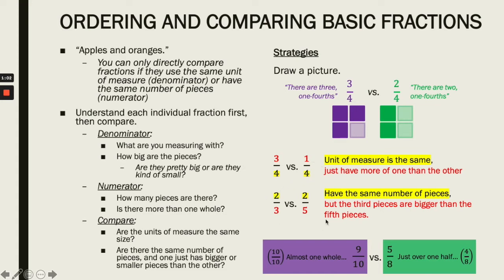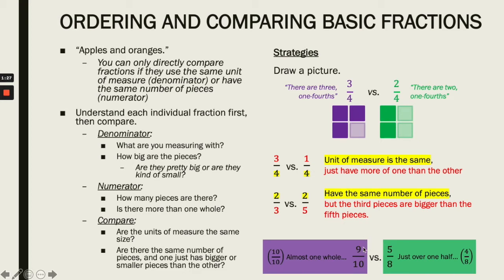For 2 1/3 versus 2 1/5, the number of pieces is the same, not the size of the pieces. If you have 2 pieces on the left and you have 2 pieces on the right, then you can determine which is larger or smaller by looking at the size of them. In this instance, thirds are larger than fifths, so that we know that 2 1/3 is larger than 2 1/5.